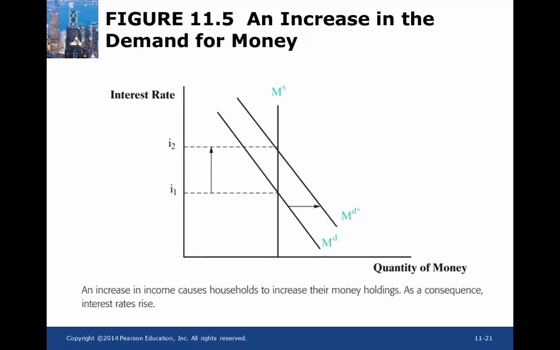Figure 11.5, an increase in the demand for money. This diagram shows that demand for money increases and the demand curve shifts to the right. Supply of money is vertical, so an increase in demand for money increases the interest rate. An increase in income causes households to increase their money holdings. As a consequence, the interest rate rises.